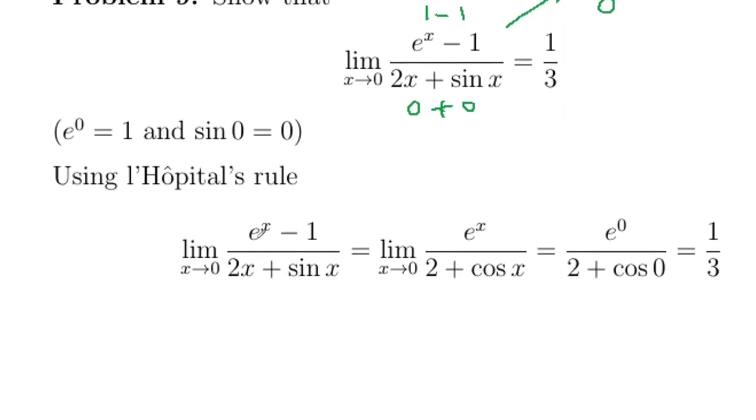The derivative of the numerator: the derivative of e to the x is itself, and the derivative of 1 is 0. The derivative of 2x is 2. The derivative of sine x is cosine x. Now, as I insert x equal to 0, I get e to the 0, which is 1 on top. Cosine of 0 also 1. And 2 was there, so we get 1/3. That's where it comes from.